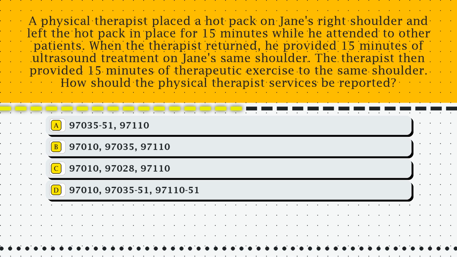Option A, 97035-51, 97110. Option B, 97010, 97035, 97110. Option C, 97010, 97028, 97110. Option D, 97010, 97035-51, 97110-51.